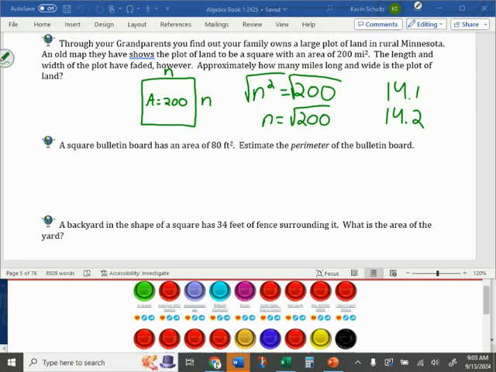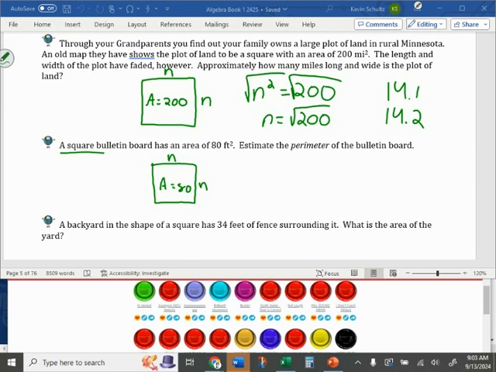The next one, a square bulletin board. Again, that's important. A square bulletin board has an area of 80 feet. Estimate the perimeter of the bulletin board. So I'm asking you to essentially do the same thing as this one. If you've got this bulletin board that's a square, the area is 80. You want to figure out what the length and the width are that would give you an area of 80.